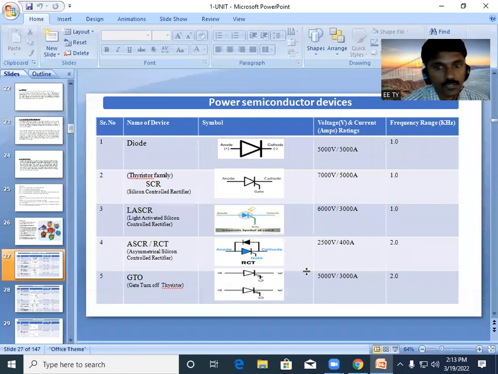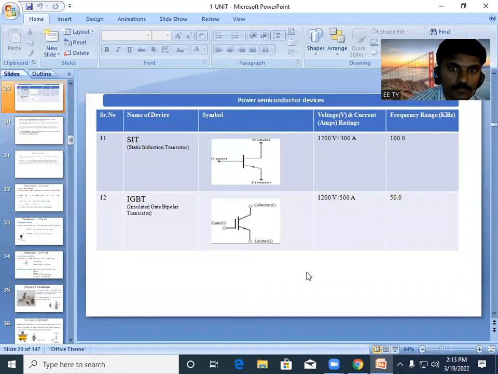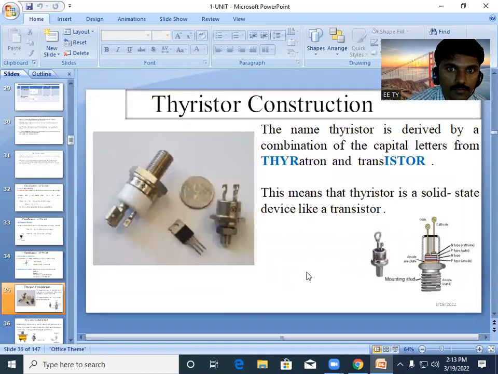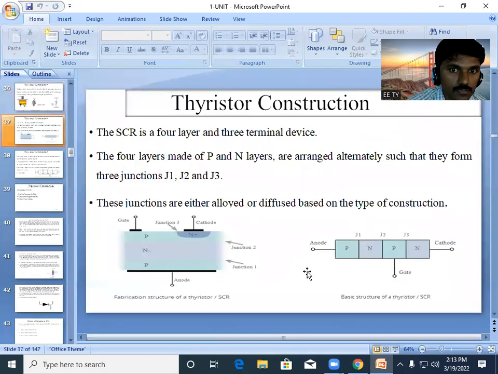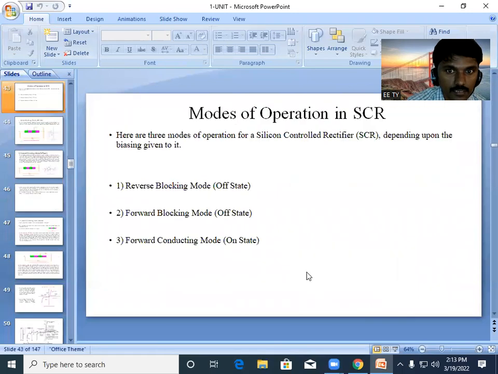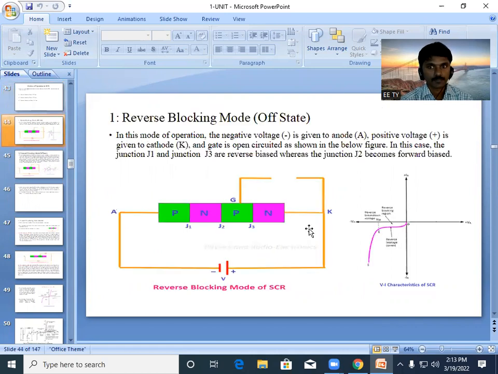Silicon controller rectifier. Construction and modes of operation of SCR is over. Is it right? Yes, sir.